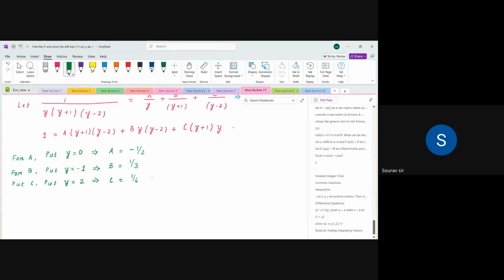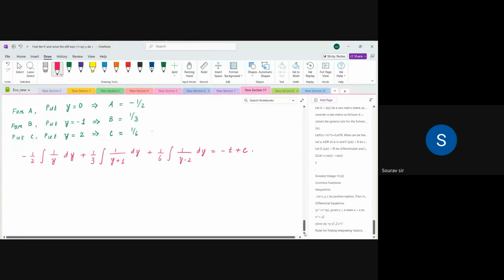So this will be minus 1 by 2 integration of 1 by y dy, plus b is 1 by 3 integration of 1 by y plus 1 dy, plus integration 1 by 6 y minus 2 dy is equal to minus t plus. Correct? Okay. All right.